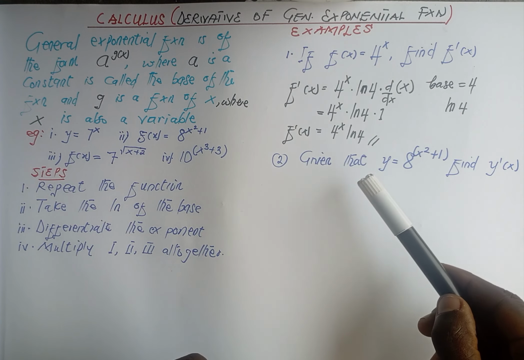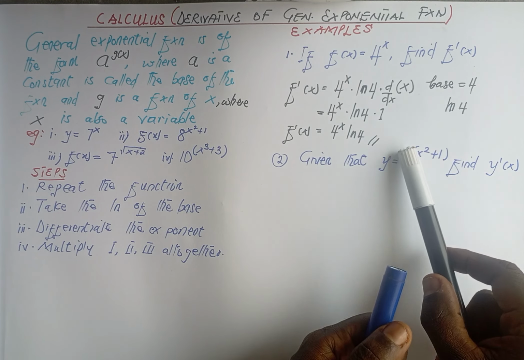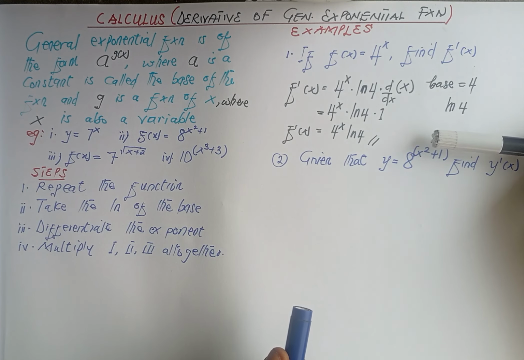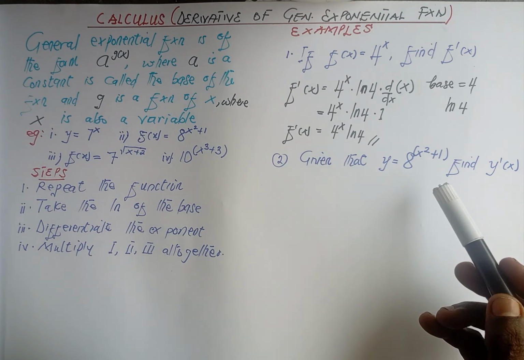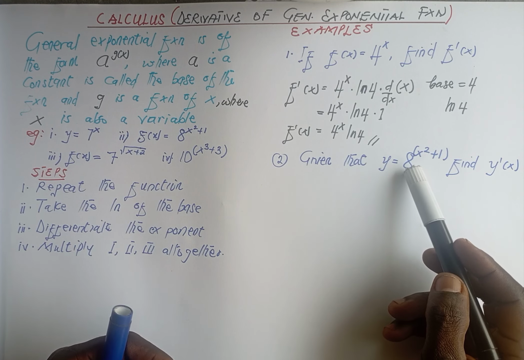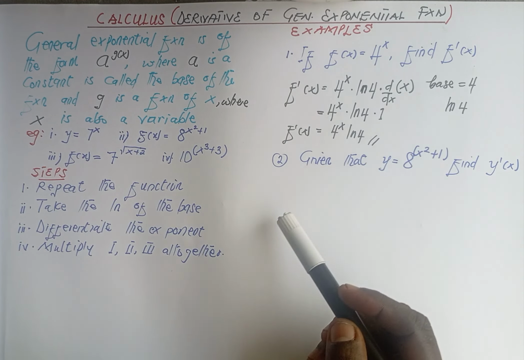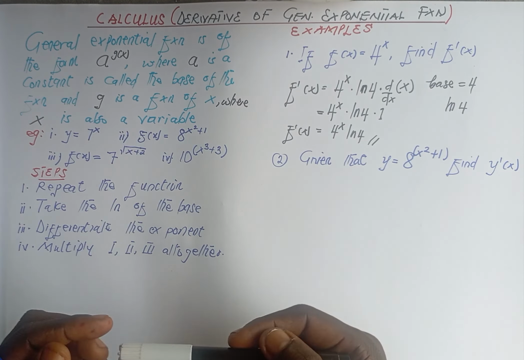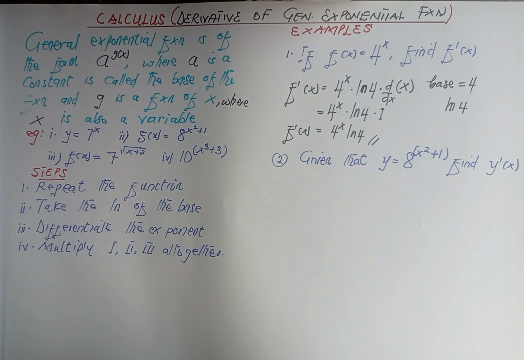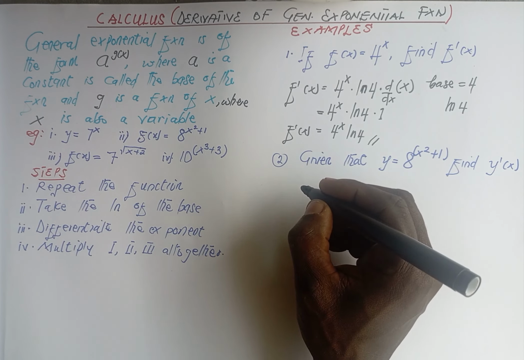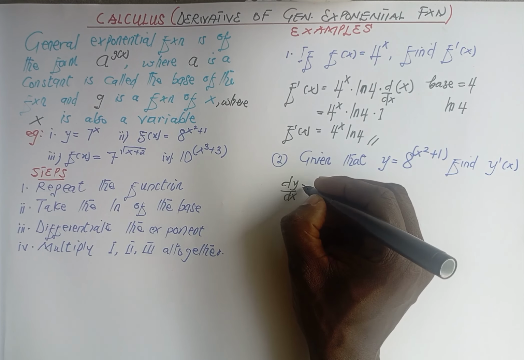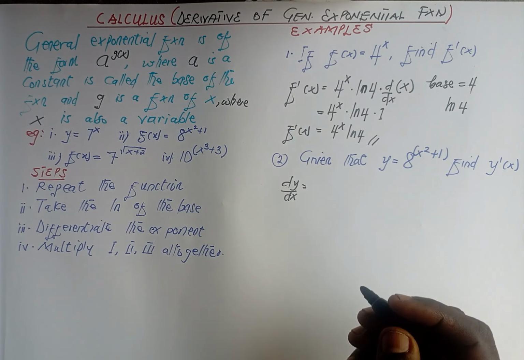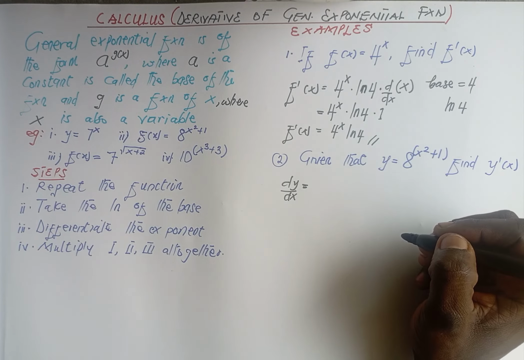Example 2. Given that the function y is 8 raised to the power x squared plus 1, we have to find the derivative of this function. We know that this is a general exponential function of this form, so we can apply these steps. Our derivative, dy/dx or y prime at x, is the same thing for this general exponential function.